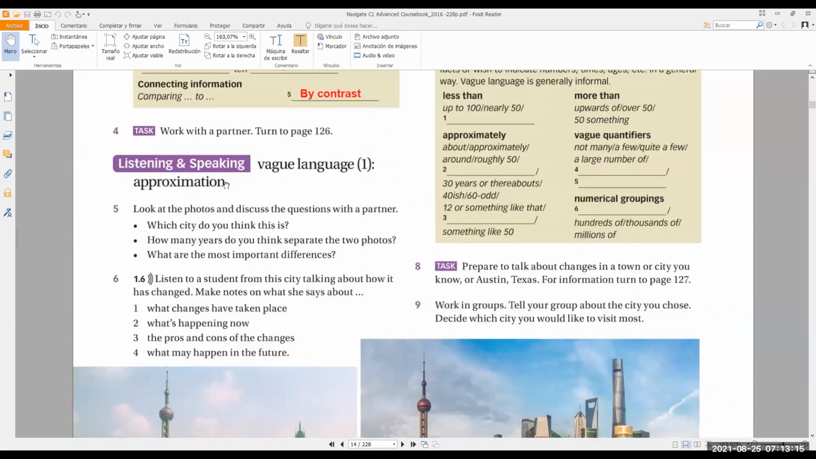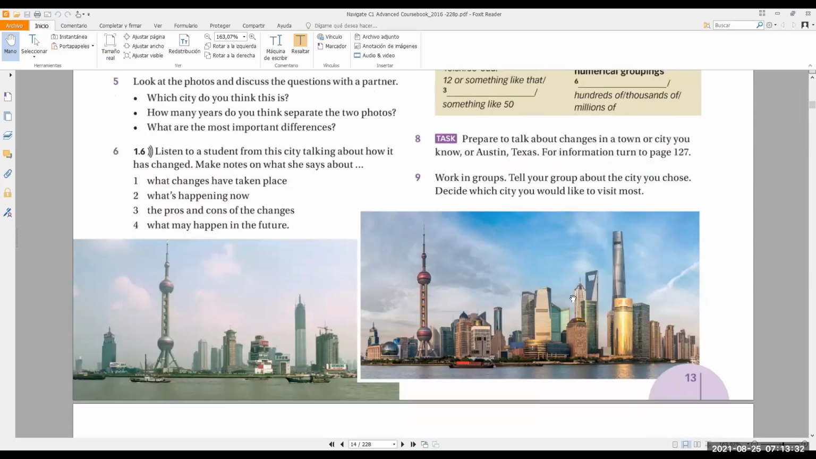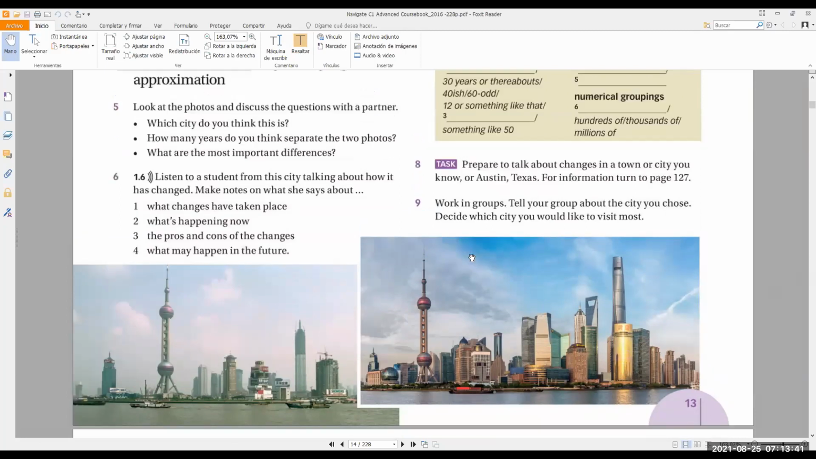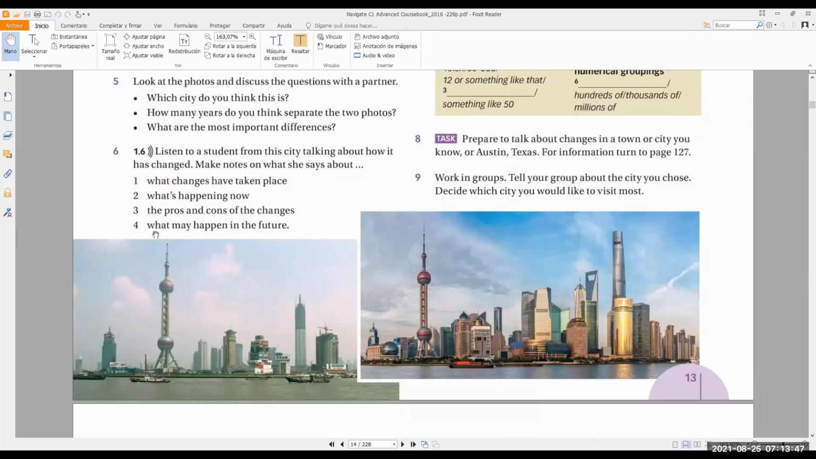So, guys, I'd like you to go to the breakout rooms and start the discussion talking about these 3 different questions. First of all, with those pictures, which city do you think this is? I mean, which city, which is one city, by the way, it's the same picture. How many years do you think separated 2 photos? Which means that the reason for the difference in the quality of image is essentially time. And what are the most important differences? So that's what I'd like you guys to focus on. We're gonna take around 5 minutes maximum, and that's it, okay? So we're gonna go really quick and start doing this.